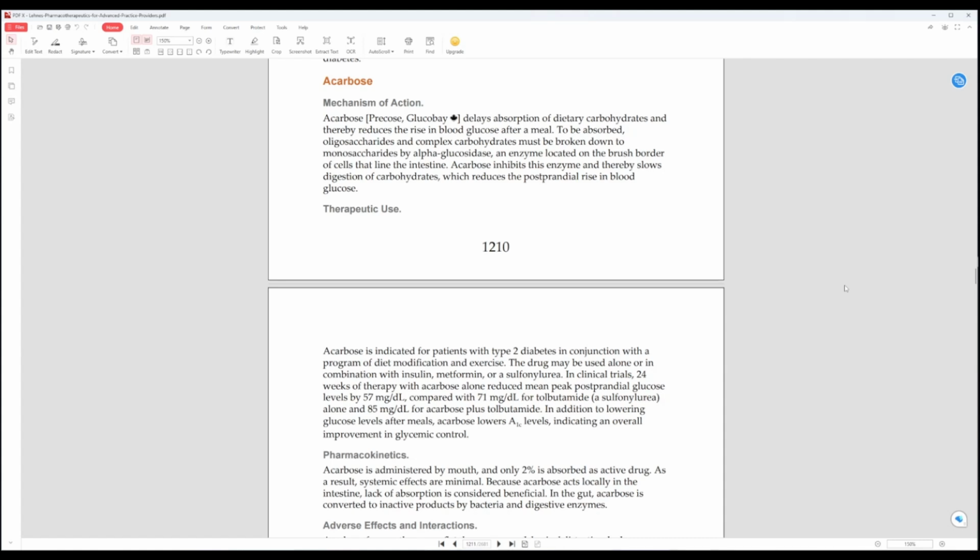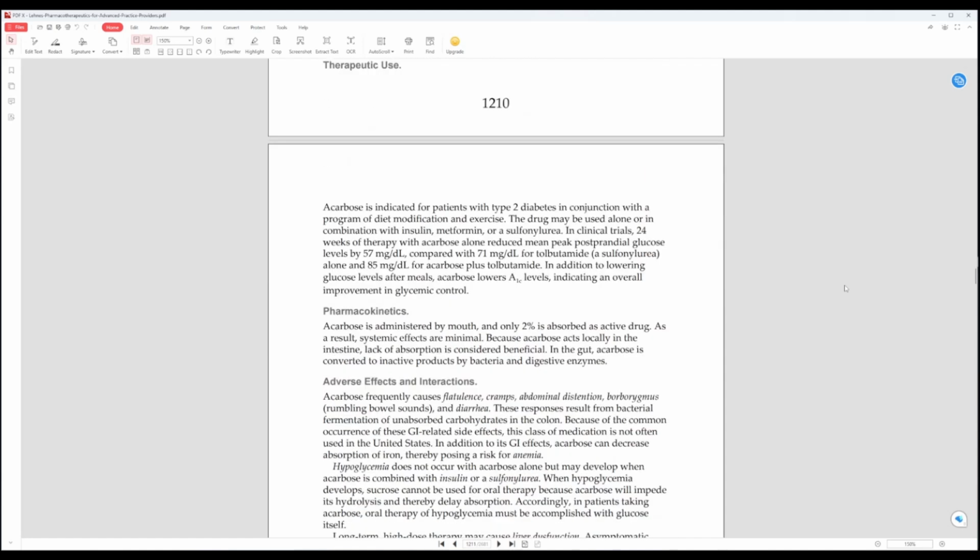For carbohydrates to be absorbed, oligosaccharides and complex carbohydrates must be broken down to monosaccharides by alpha-glucosidase, an enzyme located on the brush border of cells that line the intestine. Acarbose inhibits this enzyme and thereby slows digestion of carbohydrates, which reduces the postprandial rise in blood glucose.